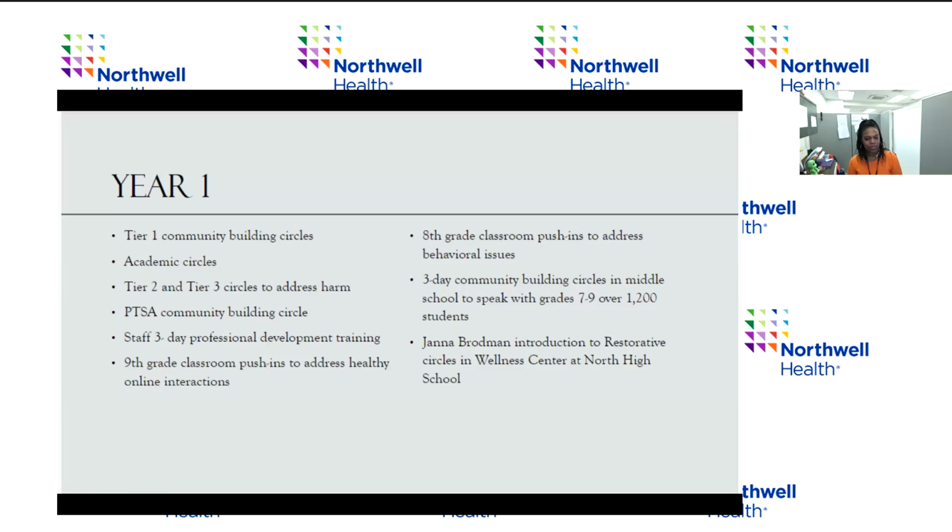Tier 2 and tier 3 circles address harm, which Vera spoke about. They're more like conferencing. We've done PTSA community building circles. We've worked with families, and the parents love it.